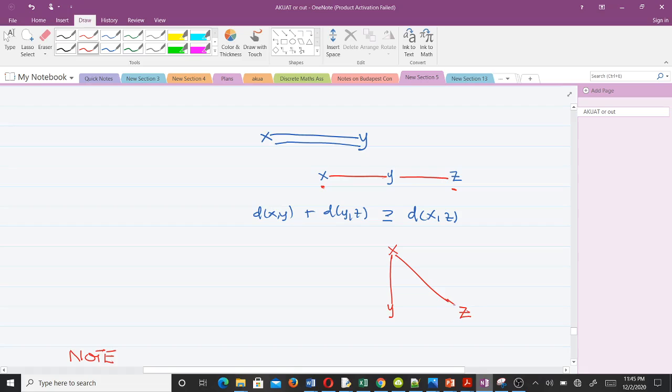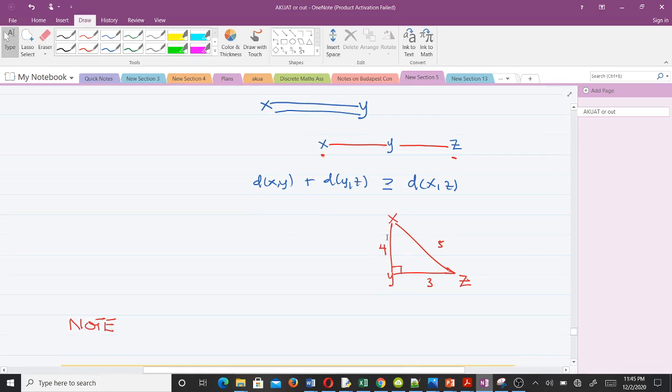So let's draw something like a right angle triangle, right? So you can see that if this side is 3 and this side is 4, this side will be 5. So you could see that here the distance between x and y is 4, that between y and z is 3. And remember that the sum, 7, is greater than the distance between x and z, which is 5.